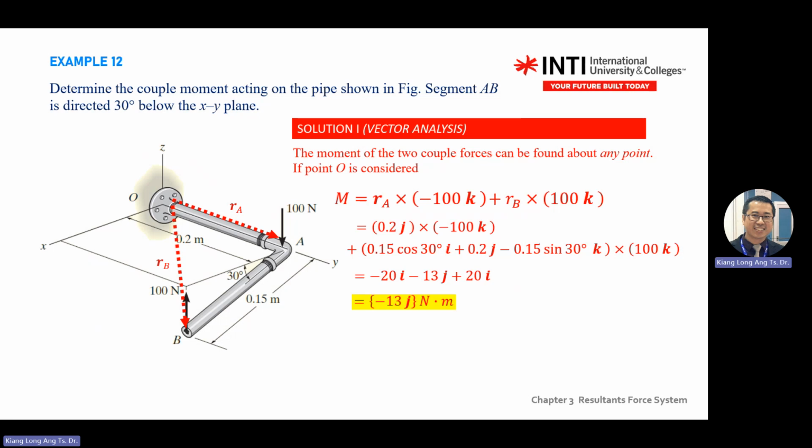Okay. So you have I minus I cancel out. You get J negative.